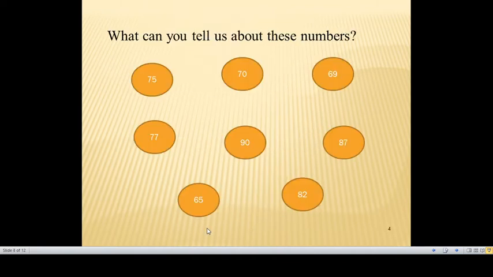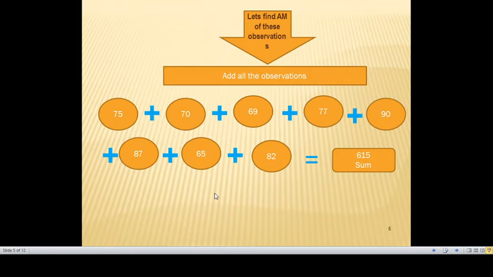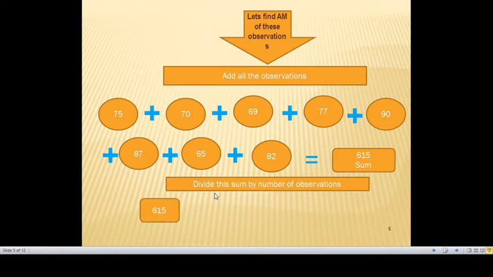Let us see one example. This data shows marks of a student in 8 subjects. That student is interested to know the average marks he has scored. So in order to find average or arithmetic mean, we have to add all the observations, then divide this sum by the number of observations. We get the average marks of that student as 76.87.